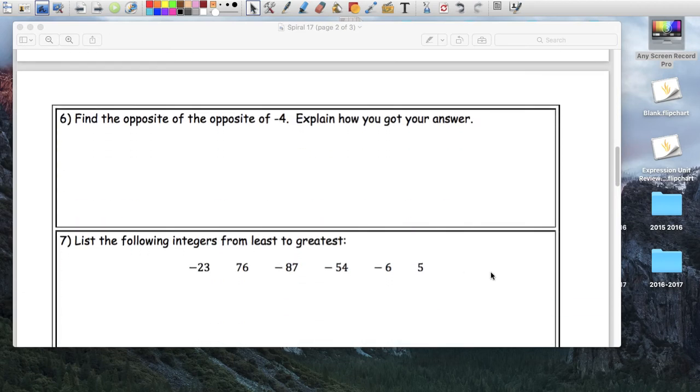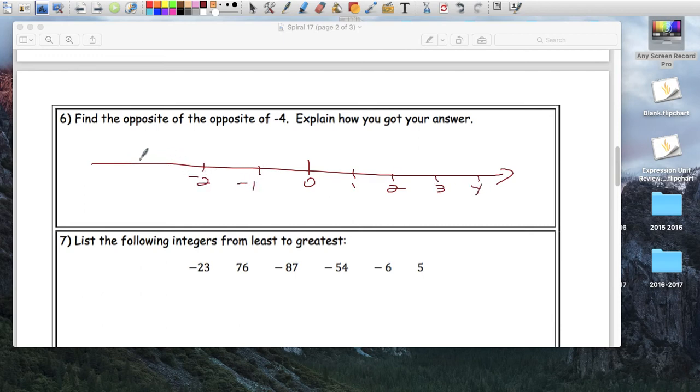Find the opposite of -4. Explain how you know the answer. Well, I use a number line. 0, 1, 2, 3, 4. On this side you've got -1, -2, -3, and -4. For a number to be opposite of another, they have to be equally distanced from 0.